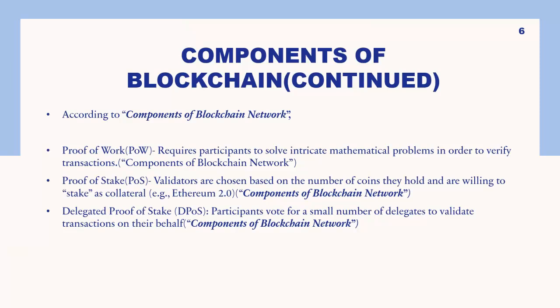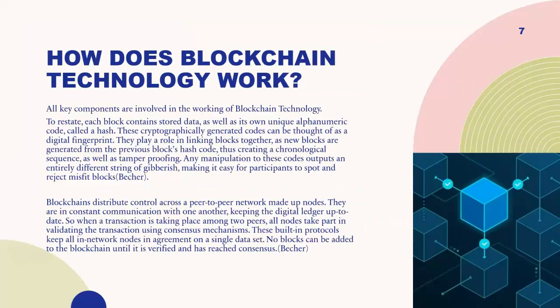Once again, from the same source, he kind of breaks down and tries to explain these consensus mechanisms. Proof of work requires participants to solve intricate mathematical problems in order to verify transactions. In proof of stake, validators are chosen based on the number of coins they hold and are willing to stake as collateral. And delegated proof of stake says that participants vote for a small number of delegates to validate transactions on their behalf. We're going to revisit these mechanisms later, and you're going to see why.